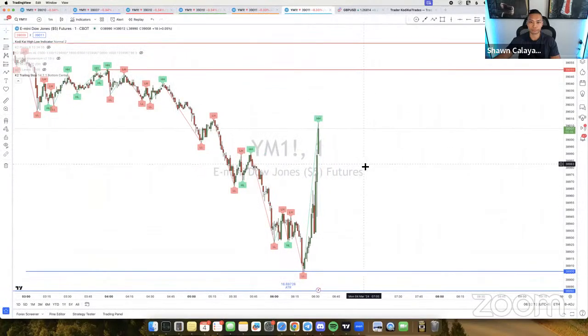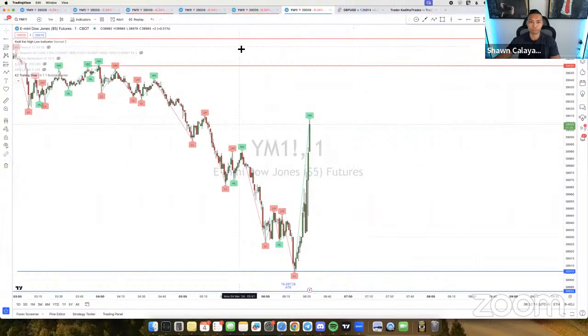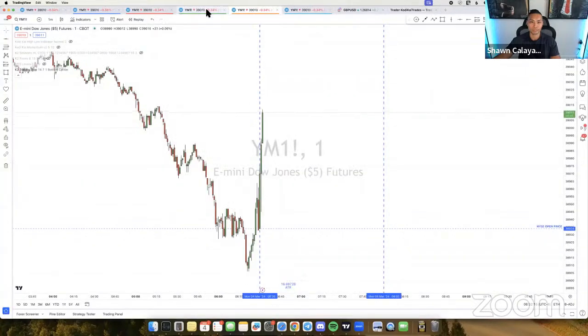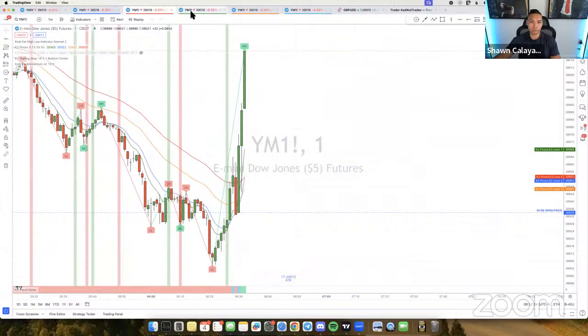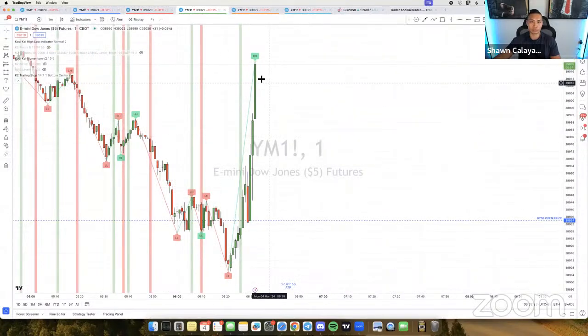Price is pushing up to liquidity up top. So this is like a typical Monday. You guys have seen from previous Mondays, we typically get like this really big bullish push. It doesn't always hold, so we might get a swing back down and back to open price here, but we'll have to wait and see.